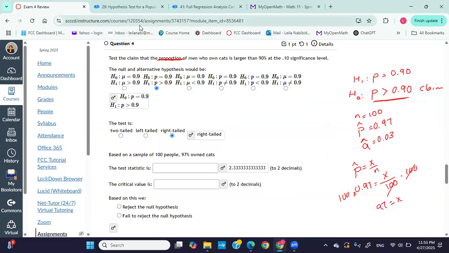And the critical value comes from the z-table. What type of test do we have? We have a right-tail test. When we have a right-tail test, that means I have one critical value here, and the rejection region is the area to the right. To find the critical value, I know alpha is the area to the right, and alpha is 0.10. So I need to look at the z-table to find the critical value.